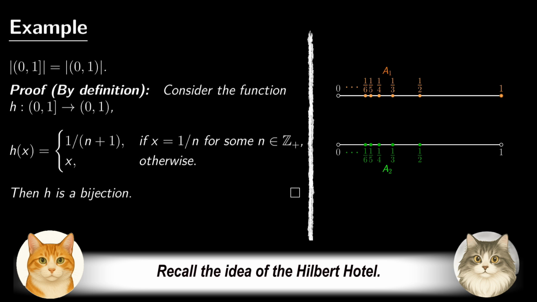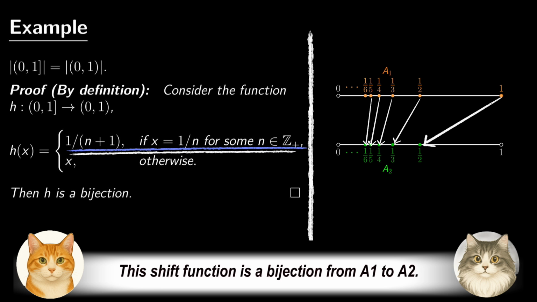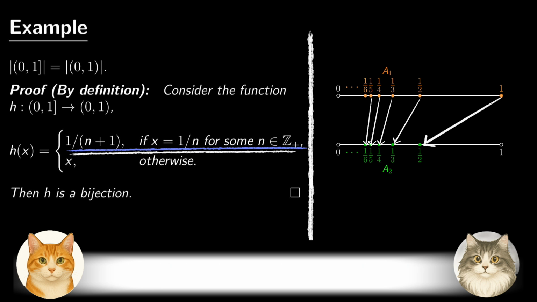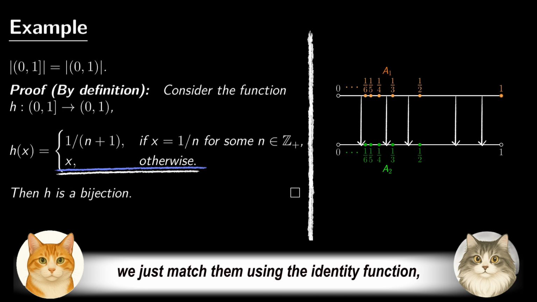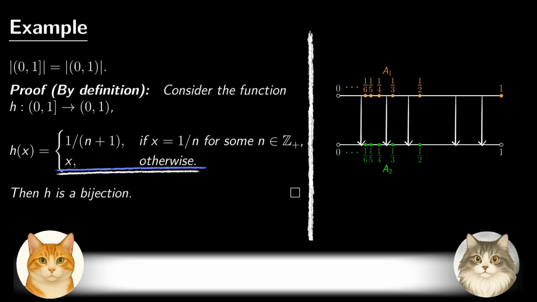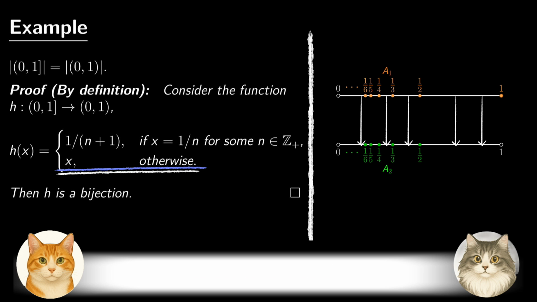Recall the idea of the Hilbert Hotel. We can map 1 to 1/2, 1/2 to 1/3, 1/3 to 1/4, and so on. This shift function is a bijection from A1 to A2. For the rest of the points, which are the same in both intervals, we just match them using the identity function, which is clearly a bijection. Putting everything together, this gives us a piecewise bijection. We leave the audience to check the details. We will probably agree that the construction of this bijection takes a bit of creativity.